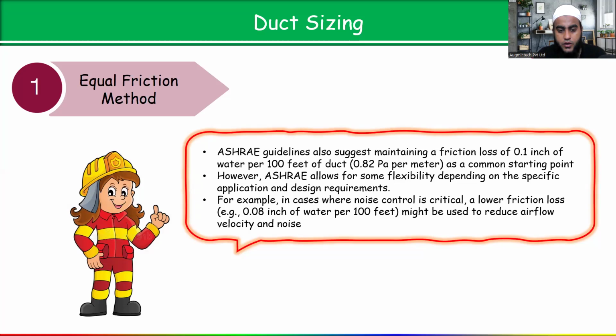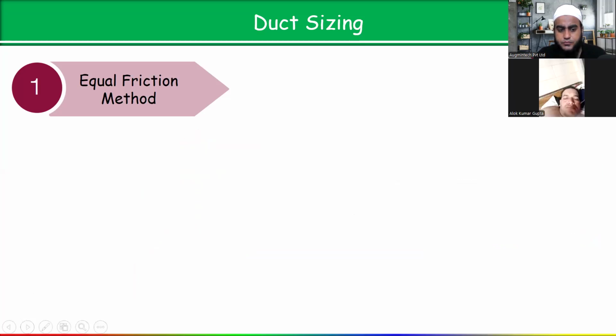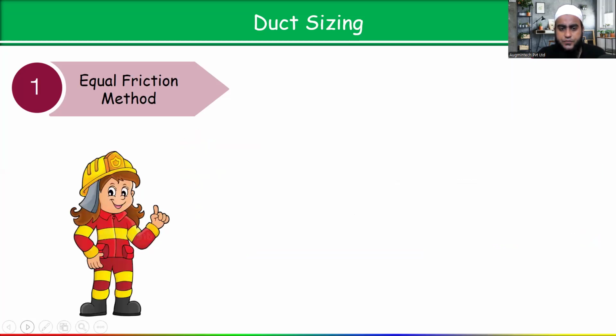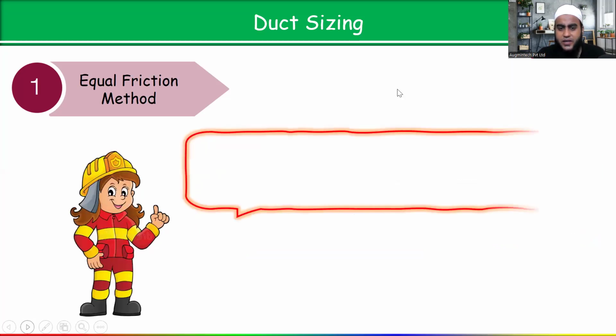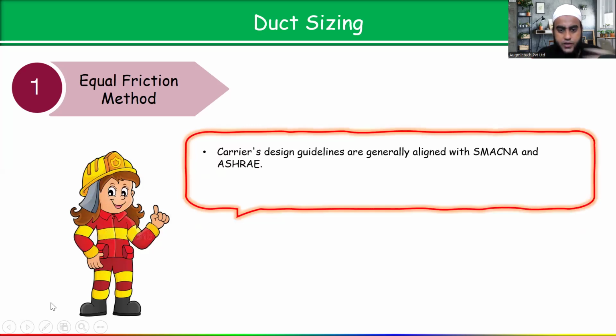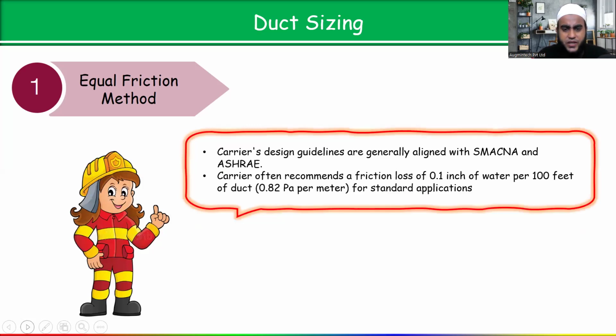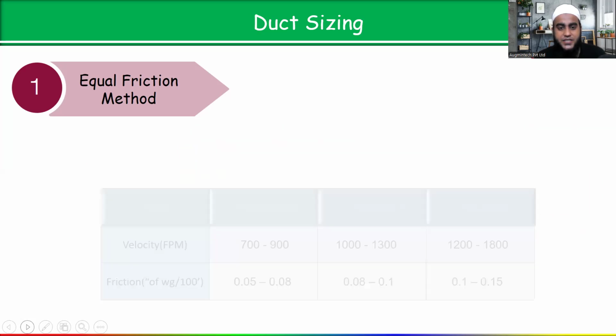Okay. Now, other methods are also there, like the Carrier design guideline. Carrier design guidelines are generally aligned with SMACNA and ASHRAE. Carrier often recommends a friction loss of 0.1 inch of water per 100 feet of duct for standard applications. Now, maybe you are confused that as per ASHRAE also we have seen 0.1. So here, what is best?